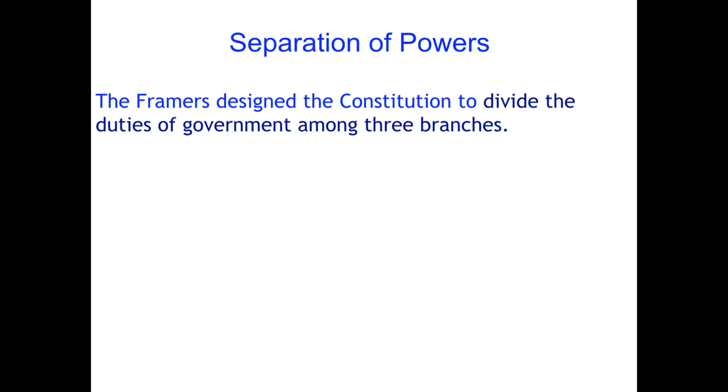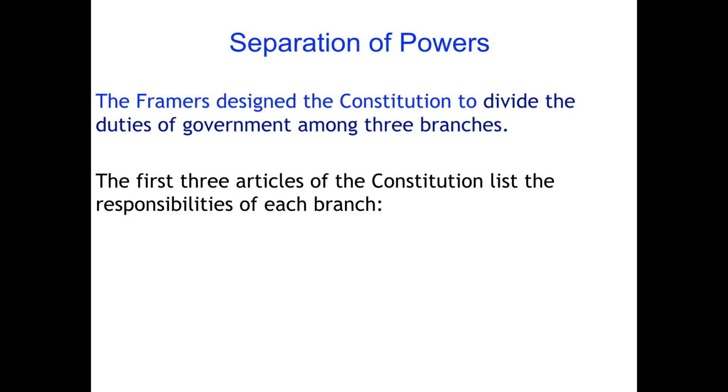Now, separation of powers works a little bit differently. The framers took Montesquieu's ideas and gave each of the branches specific duties, so that there is a little bit of replication, but there's also a lot of variance. So we know that the first three articles of the Constitution list the responsibilities of each branch. The legislative branch is pretty well filled out. The executive branch, less so. The judicial branch only talks about the Supreme Court.